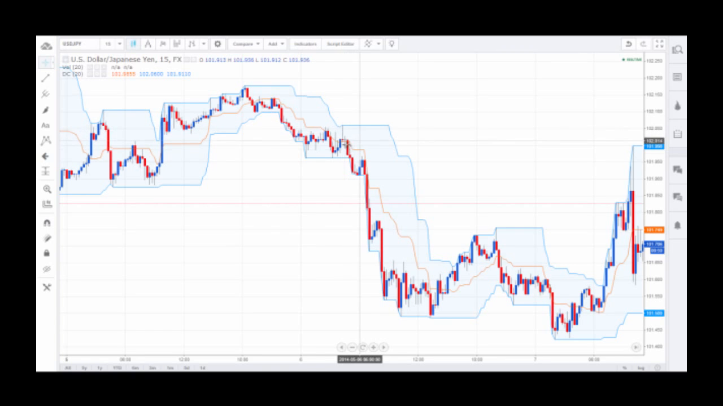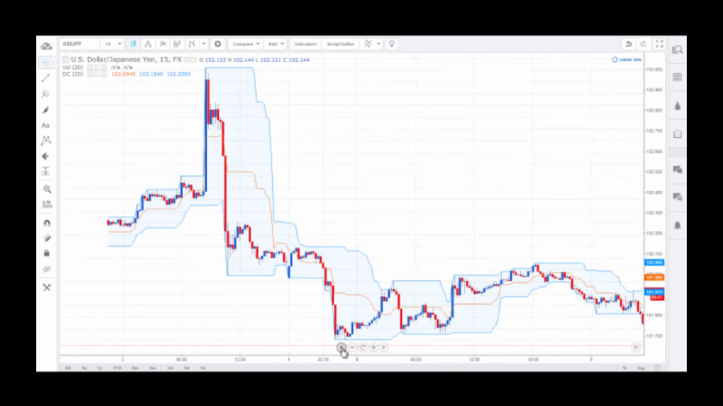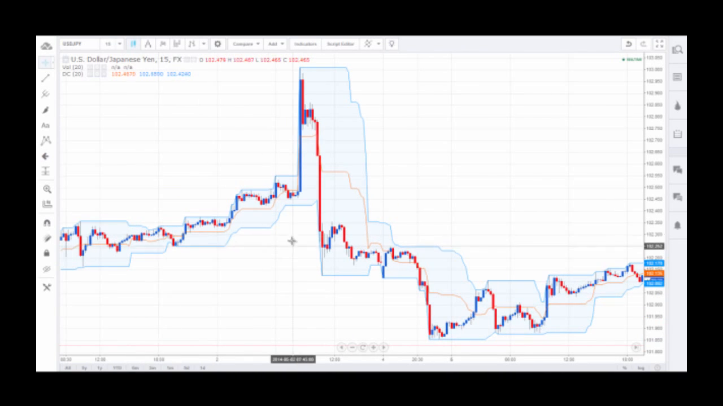Basically, you just have to look for strong moves to the upside or the downside and corrections below or above the middle line, and bullish or bearish patterns that give you the signals to buy your binary options. Let's go to another currency pair to see if we can find other setups. Okay, now this is cable, the GBP USD, and as you can see, we are in a downtrend.